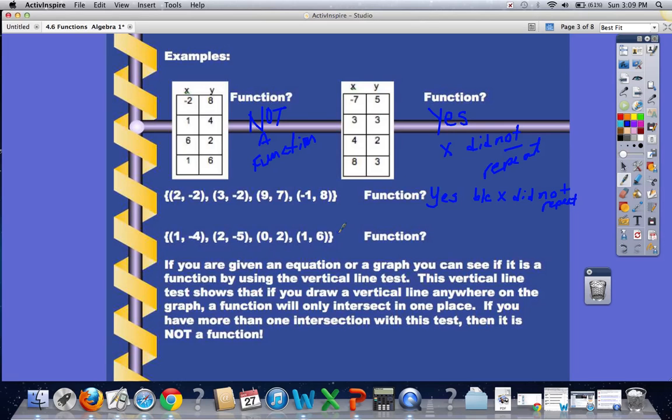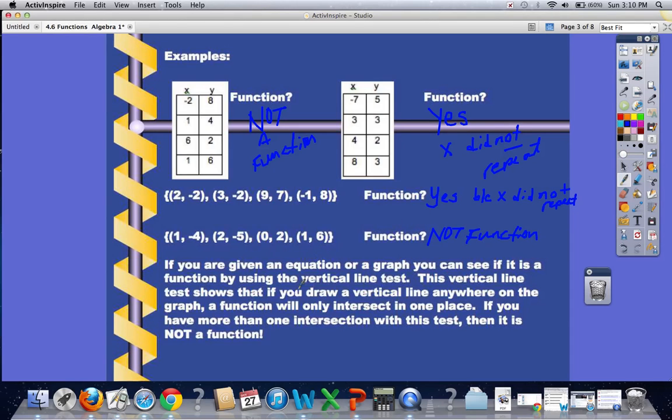So we want to look at the X's. So 1, 2, 0, 1. Well, the 1's repeated, so this is not a function. Not a function, okay?